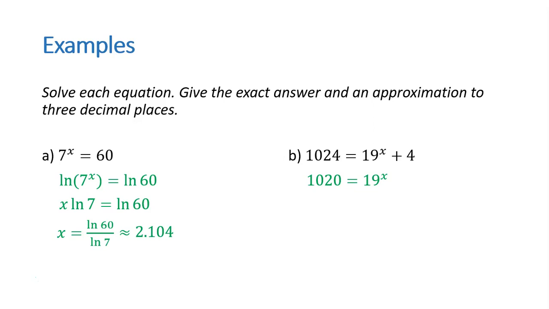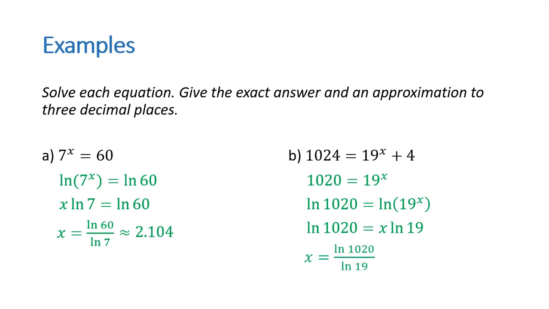So now I'm going to use the logarithm, and I'm going to use the natural log again. So I take the natural log of both sides of the equation. I use my power rule on the right-hand side to bring down the exponent. So I now have natural log of 1020 is equal to x times the natural log of 19. I want to get x by itself, so I divide by the natural log of 19, and x is exactly equal to natural log of 1020 divided by natural log of 19. And if we plug this into a calculator, we get approximately 2.353.